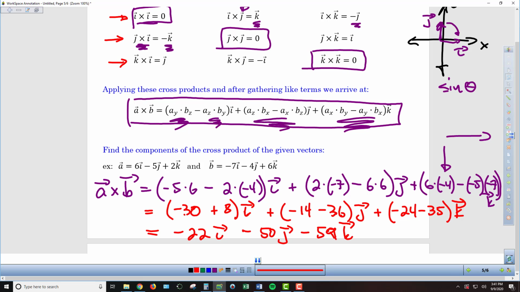Now, if we had reversed the direction, if we had gone b cross a instead of a cross b, hopefully it doesn't come as a surprise to us that the numbers 22, 50, and 59 would have been exactly the same. They just would have all been positive instead of negative, because the magnitude of the cross product would not be different, but the orientation of it would be 180 degrees opposite, so therefore it would be all positive values instead of all negative.